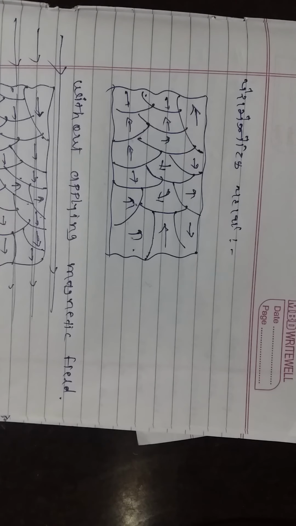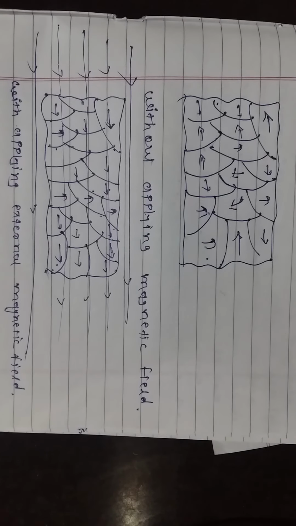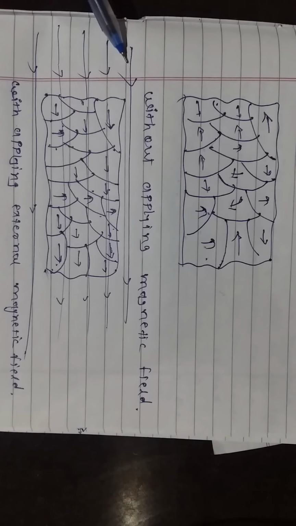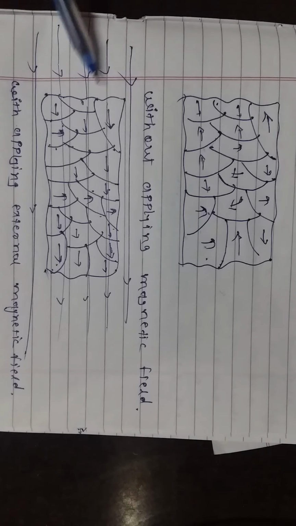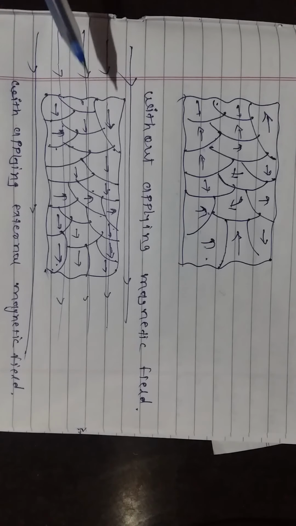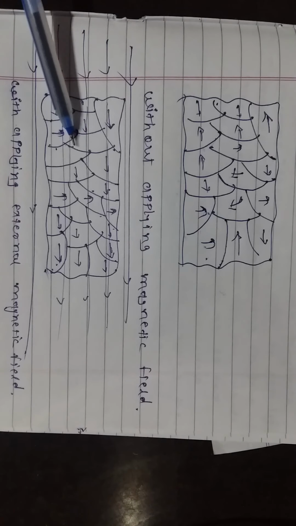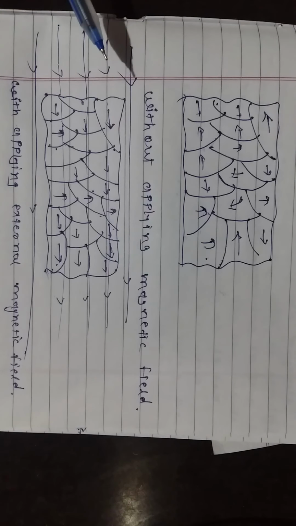Now suppose we apply some external magnetic field to the paramagnetic material. What happens? The dipole moments align with the direction of the applied external magnetic field. What does it mean? It means that the external magnetic field passes through the paramagnetic material, or you can say that the paramagnetic material allows the external magnetic field to pass through it.